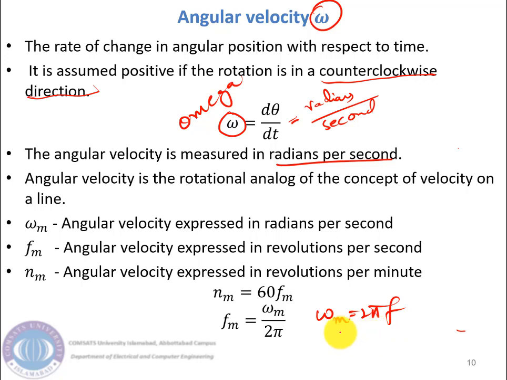So we can transform this, and we can even find the mechanical frequency of some rotational shaft. We can use omega m over 2 pi. Similarly, if you want to convert to revolutions per minute, because this fm is in seconds, we have to multiply it by 60 to get revolutions per minute.